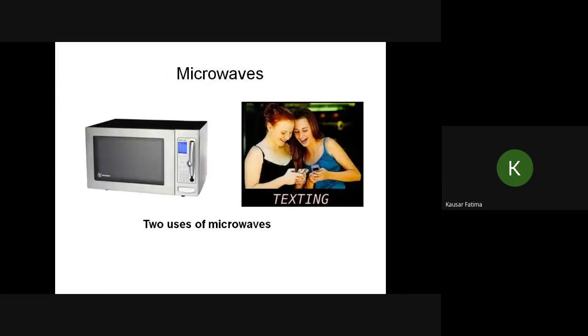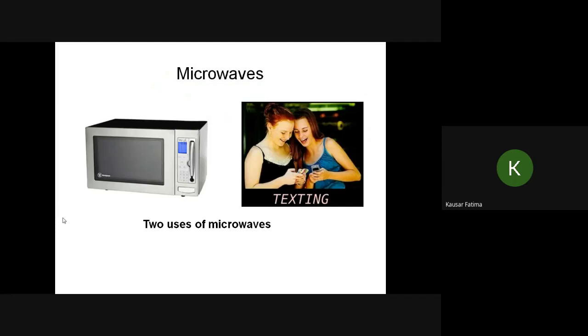There are two uses: the microwave oven and mobile texting. You can send messages using your mobile, and this will go to the satellite. Radio waves are not used for this purpose, because they have a longer wavelength compared to microwaves, and they will lose their energy when they go up to the higher altitude, towards the satellite, which is revolving around the earth.